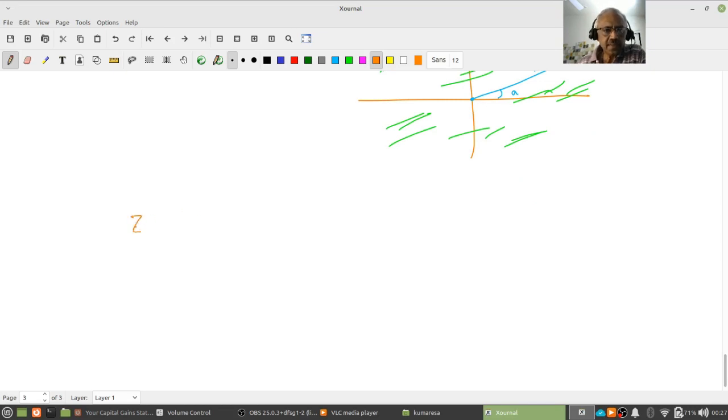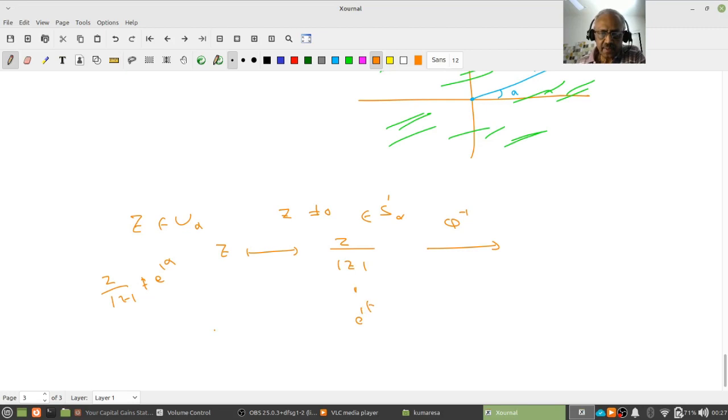Start with z in U alpha, then z goes to z by mod z. Remember z is not equal to 0, because 0 is removed; U alpha is a subset of C star. This is okay. And where does this belong to? It belongs to S1. And since z by mod z is not equal to e power i alpha, it actually belongs to S1 alpha. And from S1 alpha, I have the phi inverse map. That is continuous. Therefore, this I can write as e power it for t lying between alpha and alpha plus 2 pi. Therefore, this goes to t.